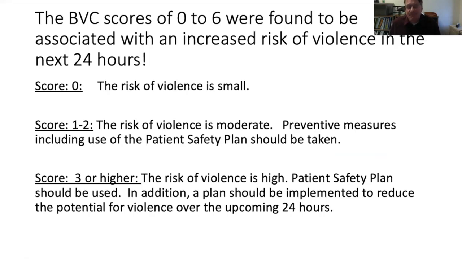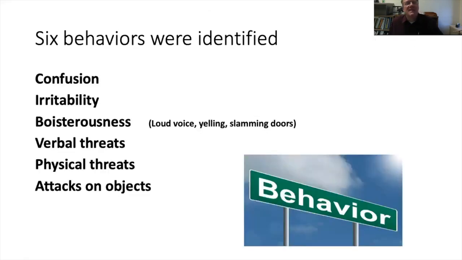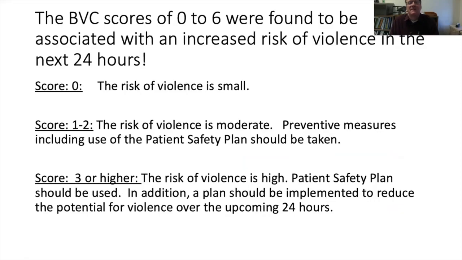And the way it works is you score each of these behaviors, whether the patient is confused, irritable, boisterous, with either a 0 or a 1. 0 meaning it's not present, the person is not confused, not irritable, not boisterous, or it is present, 1, yes, they're confused, yes, they're irritable, yes, boisterous. And so the scale can be scored from 0 to 6. So if you have zeros on all of those 6 behaviors, you get a 0. And if you have 1 through 6, it's the presence of those other behaviors.